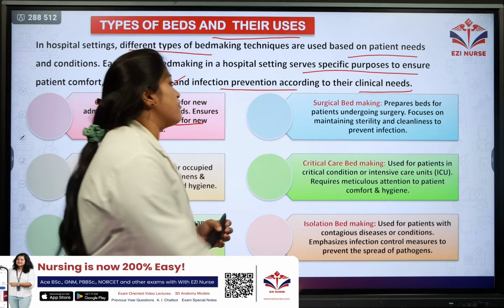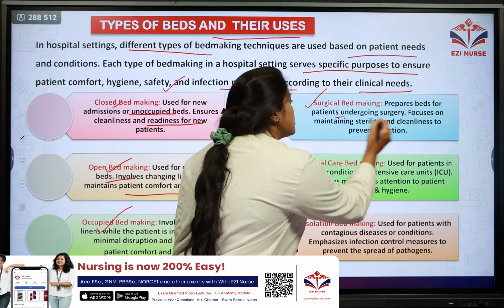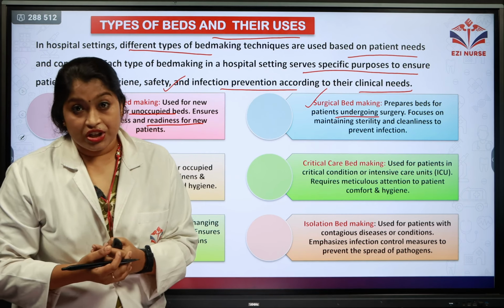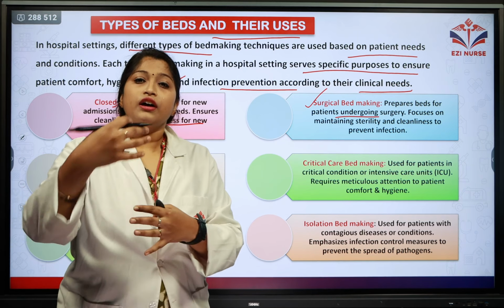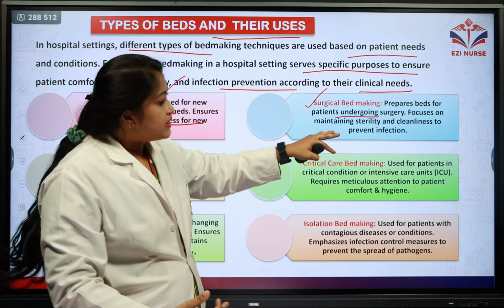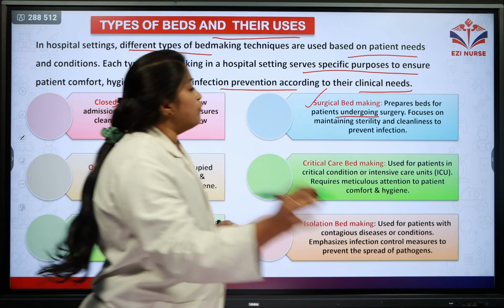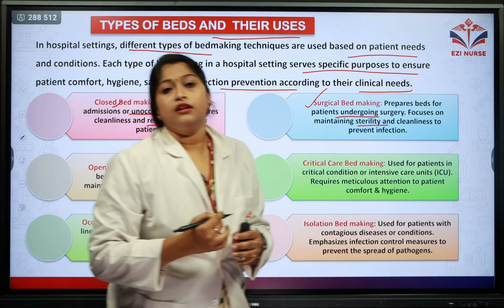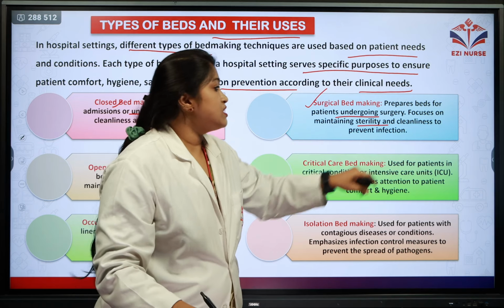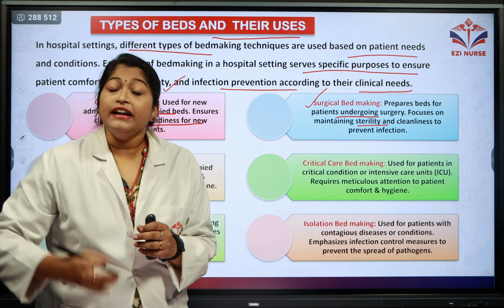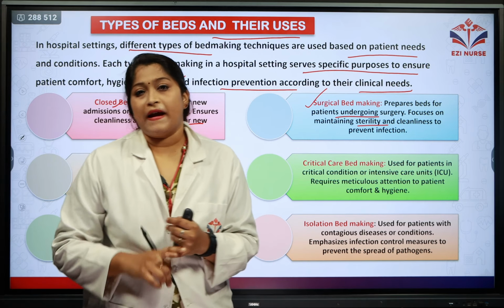Coming to the next type of bed is the surgical bed making. Here you're preparing the bed for patients who have undergone the surgery. In the sense, patients who are undergoing the surgery, for them, you are making the surgical bed making. What you're focusing on is maintaining the sterility, a sterile environment and sterile bed making. Cleanliness should be maintained, and preventing the infection is your main goal when you're preparing the surgical bed making.